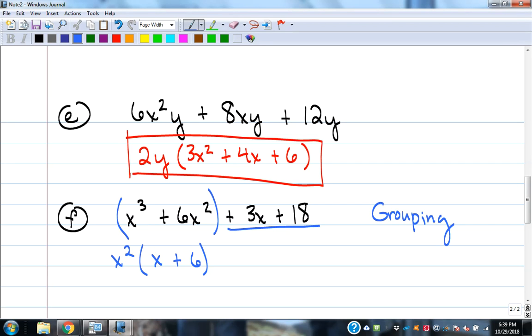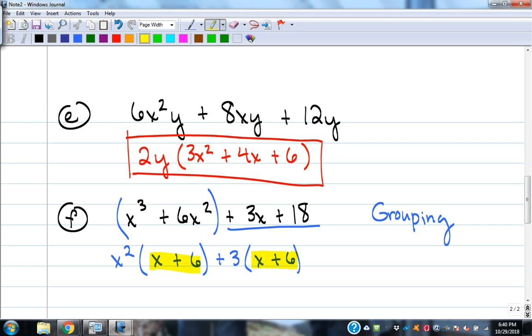Now, the next thing to look at is the underlined group. 3x plus 18. It's a positive 3x, positive 18. What's the GCF of the underlined group? 3. What kind of 3? Positive 3. This sign that's in the middle will always come straight down. Positive 3. What's left in the parentheses? X plus 6.